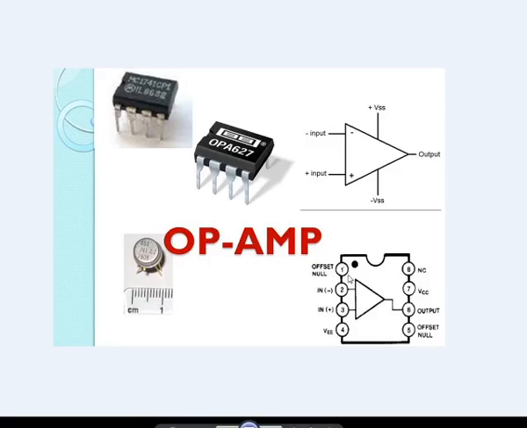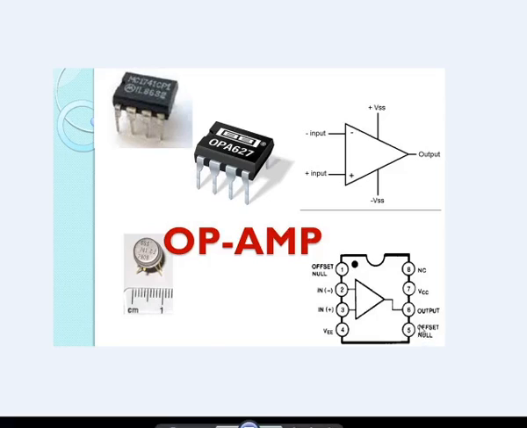So the first pin is used for offset null. The second pin is the inverting terminal or inverting input. The third pin is the non-inverting input. Terminal number 4 is a supply voltage connection. Terminal number 5 is again used for offset null. Terminal 6 is the output terminal. Terminal number 7 is the supply voltage, and terminal number 8 has no connection. So this is the basic IC configuration of an op-amp or operational amplifier.